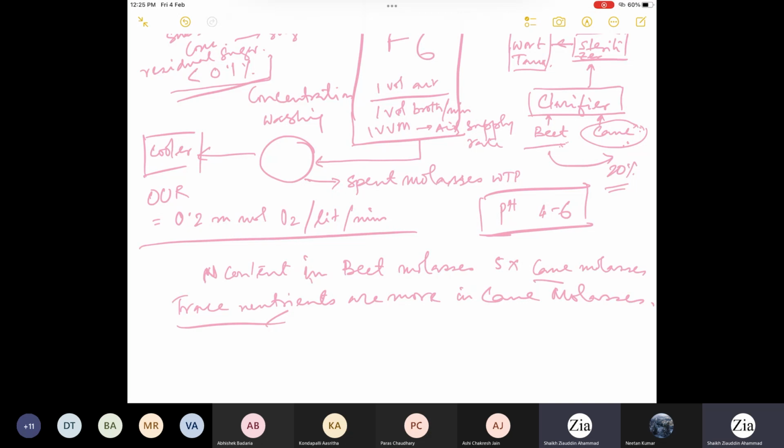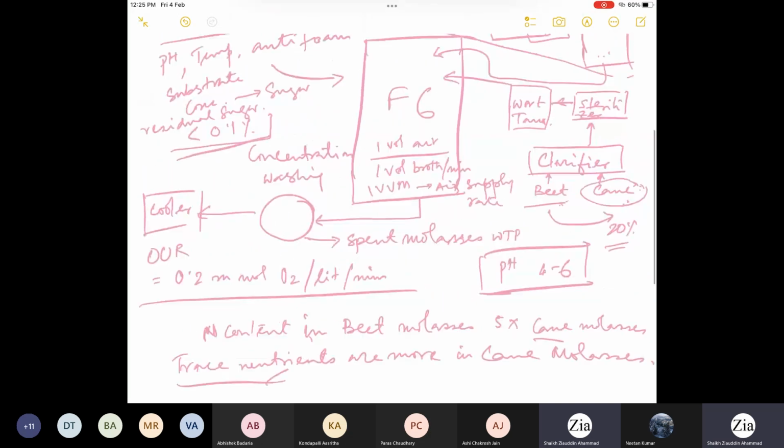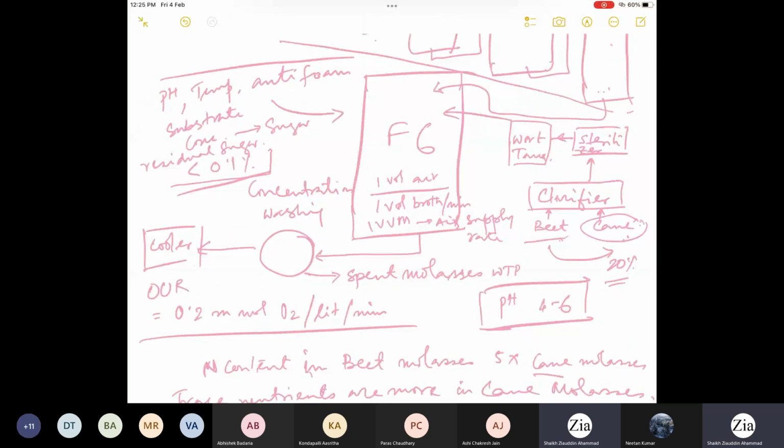So in a given mixture, when you try to grow the yeast in the final fermenter, you use a clarifier to clear and purify the cane molasses and beet molasses. Then you have a sterilizer to sterilize them. Then you have a mixing tank, which is also known as the wort tank, W-O-R-T.